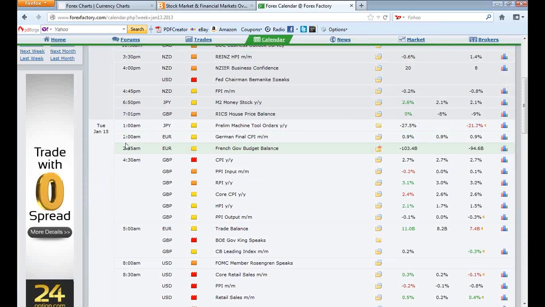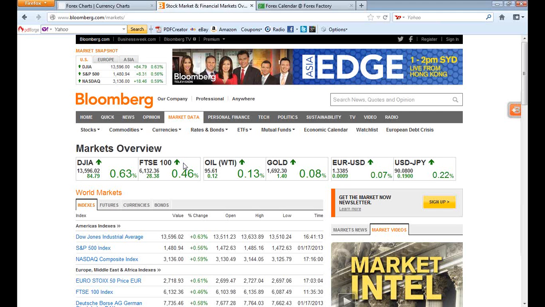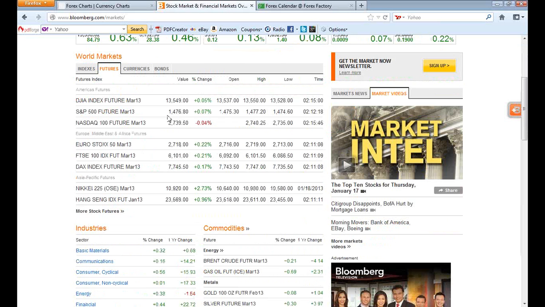And looking at the futures market, Asian markets have gone through the roof, 2% on the Nikkei. So all in the green. Euro's in the green. US is in the green. And looking at the futures, they're all in the green. So probability, futures, currency follows futures. Another good night for the currencies.